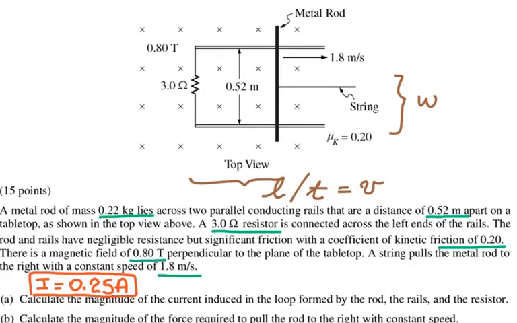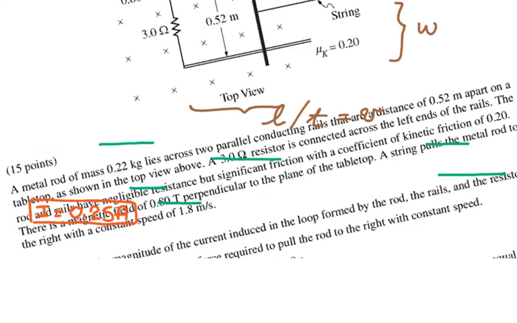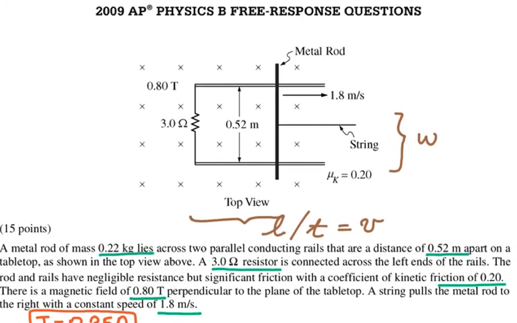For part B, I need to calculate the magnitude of the force required to pull the rod to the right with a constant speed. If I look at my question here, this is the force that is applied, and I'm going to call this the tension force. At the same time, there is the friction force. I don't want to confuse you, but there is one friction for both of them together, so there is going to be the friction force this way, added together from those two.